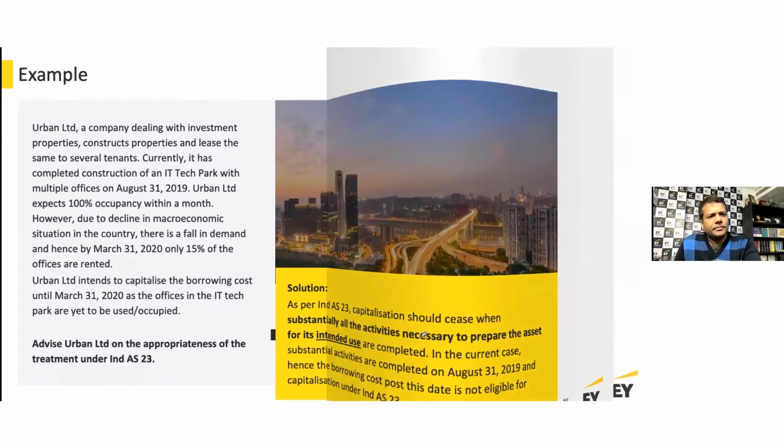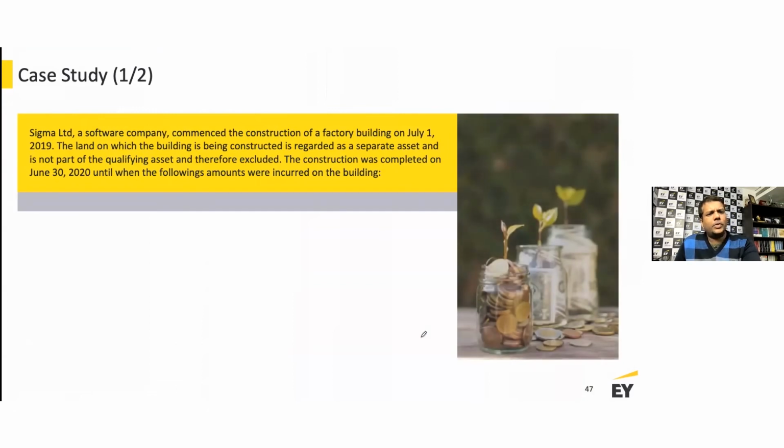All right, let's look at this case study now. So, Sigma Limited, a software company, commenced the construction of a factory building on July 1, 2019. Okay, July 1, remember the dates.